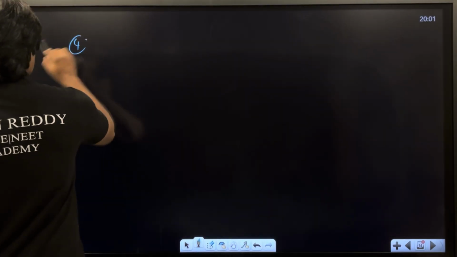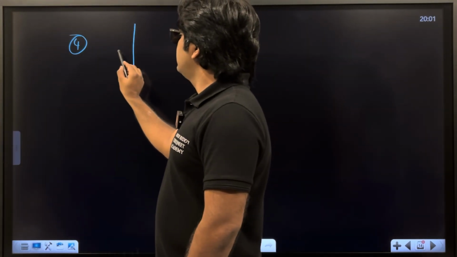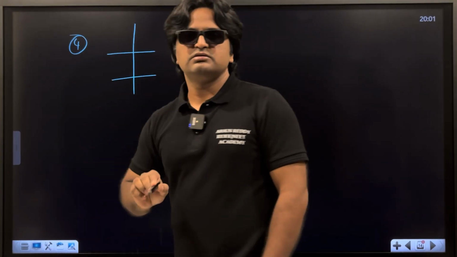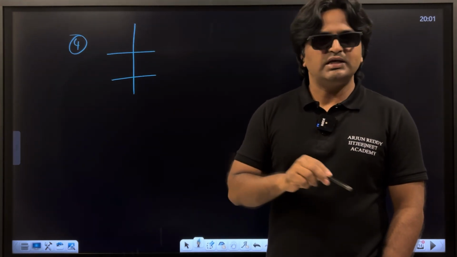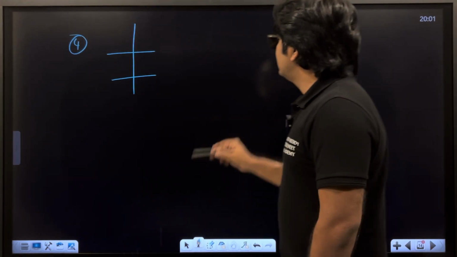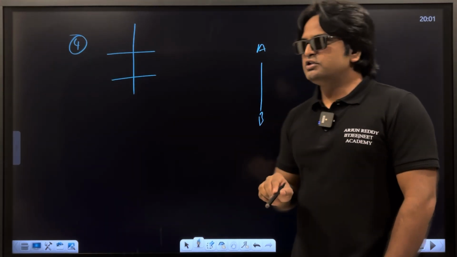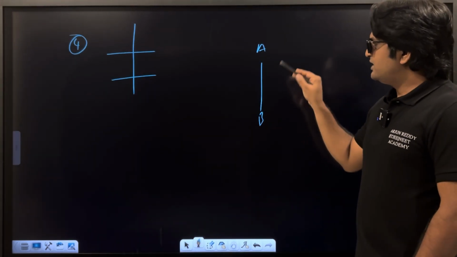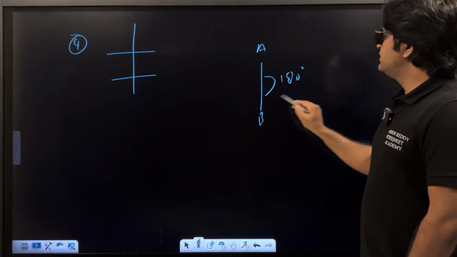Come to the next rule, another important rule. For example, this is our Fisher projection. I am taking two horizontal lines. Here which is eclipsing and what the bond angles are is also very important. In general, if I take A and B according to this board representation, what is the angle between A and B? Generally we can say 180 degrees bond angle.